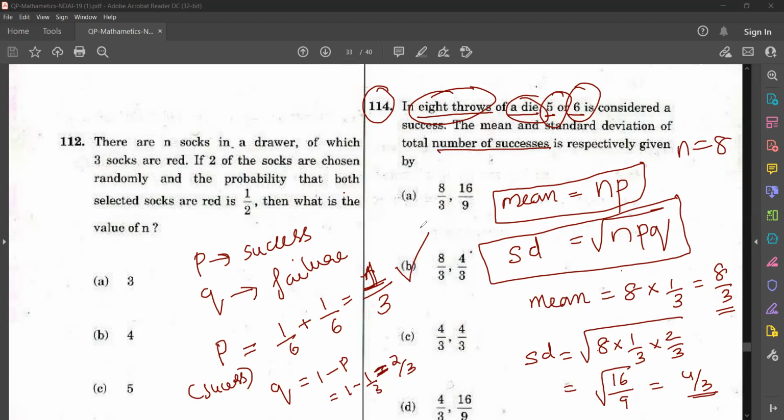Okay, so these are some questions. You can easily get the answers, and these are repeatedly asked type of question because we have a basic formula. We need to just substitute, we'll get the answer easily, but you have to understand the situation, how to find P, how to find Q.